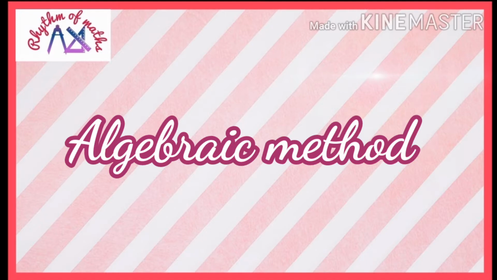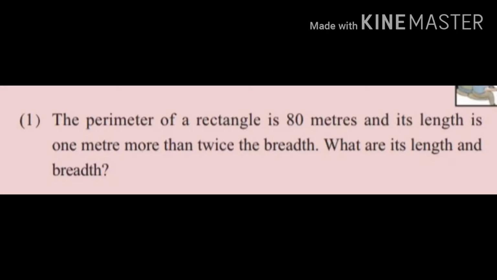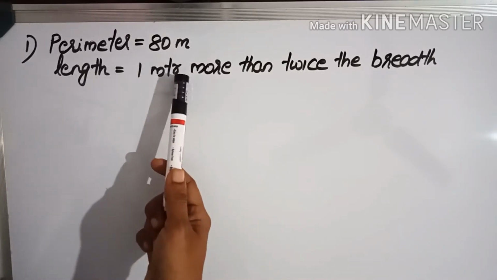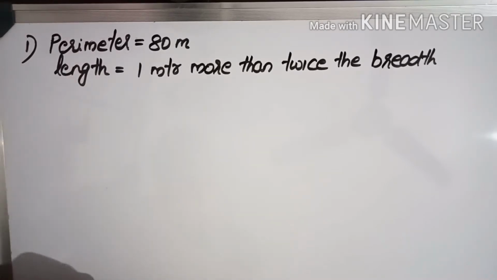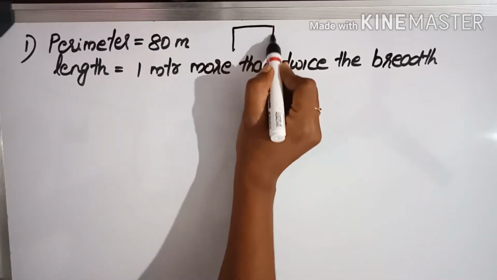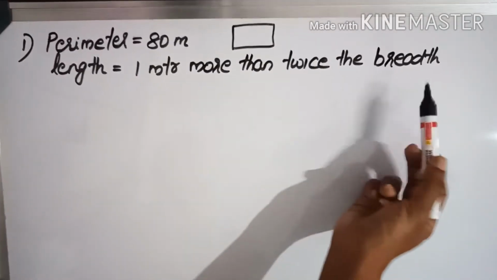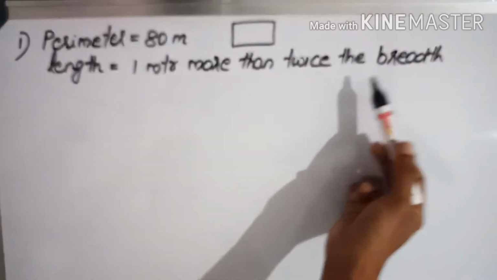Here is your first question. The perimeter of a rectangle is 80 meters and its length is 1 meter more than twice the breadth. What are its length and breadth? These two we have to find here. So, let's see how to do this. It is given that perimeter equals 80 meters, the perimeter of the rectangle. Rectangle means like this. Now length equals 1 meter more than twice the breadth.